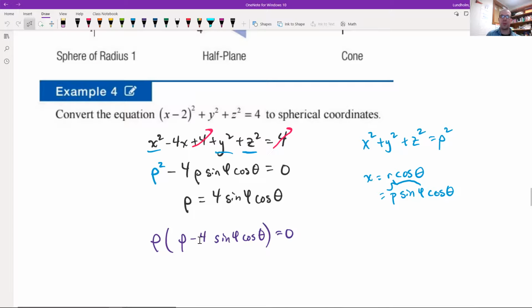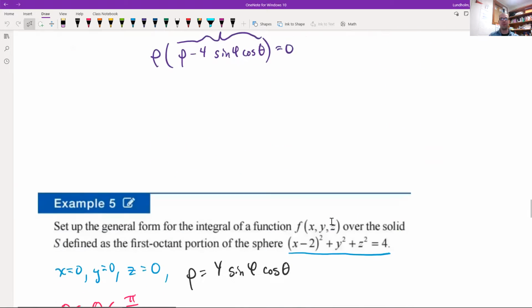And again, we're in a situation where we're using the zero product property to determine things. Either rho is equal to 0, or rho -4 sine phi cosine theta equals 0. And we would be able to say that from this portion, rho is equal to 4 sine phi cosine theta. Cool. All right, moving on.